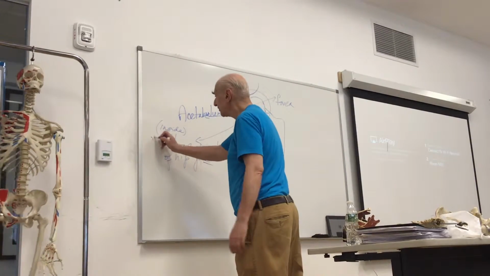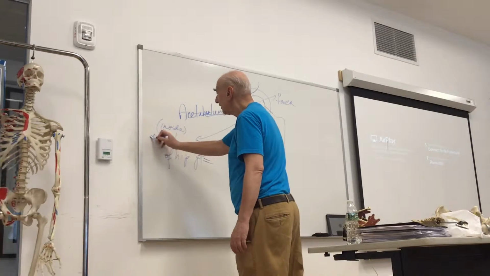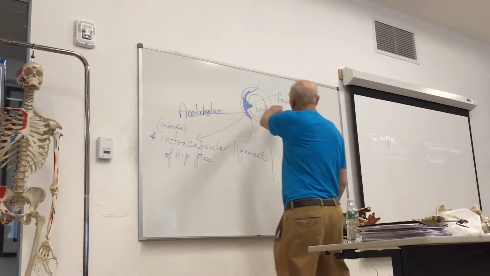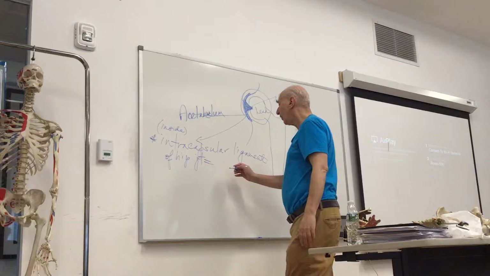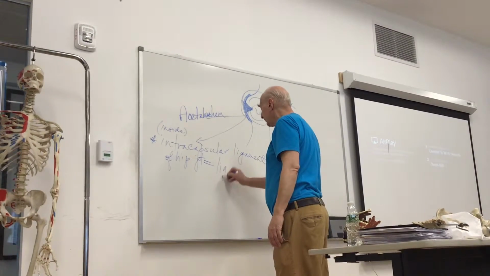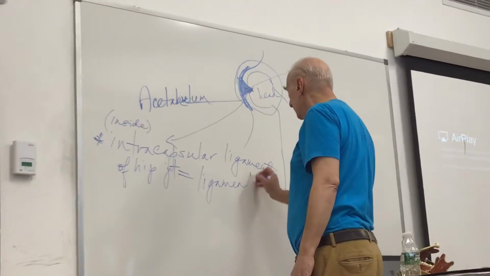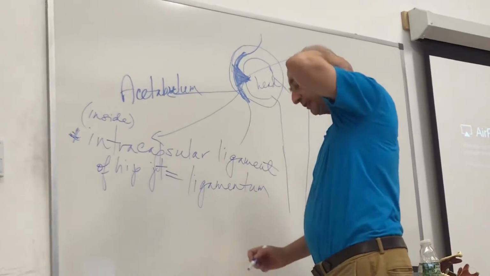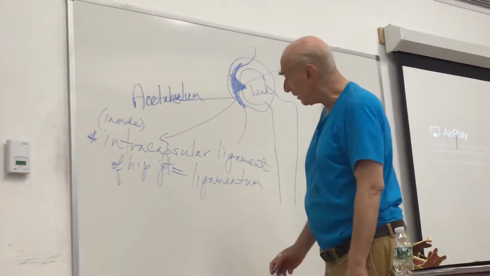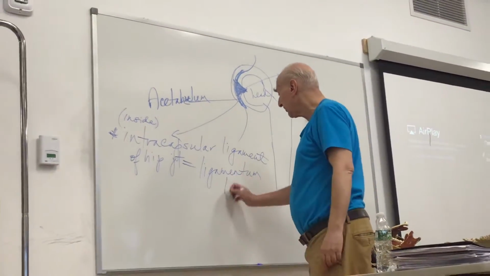That the intracapsular ligament of the hip joint between the acetabulum and the fovea of the head is called ligamentum, very old-fashioned, like ligamentum nuchae, nuchal ligament. I'll do that in a little bit. Ligamentum teres.